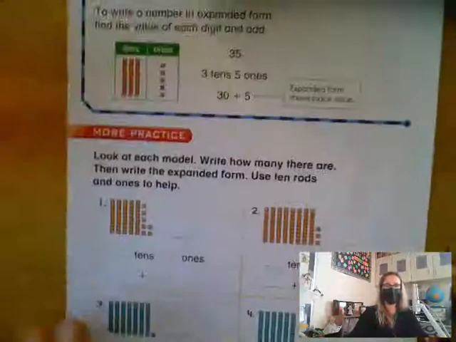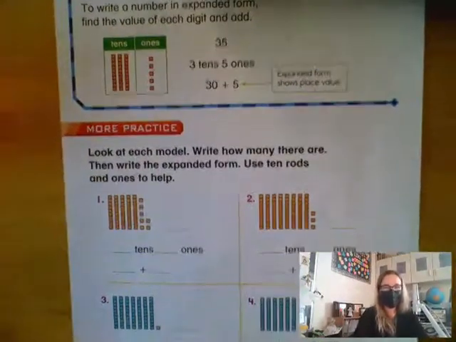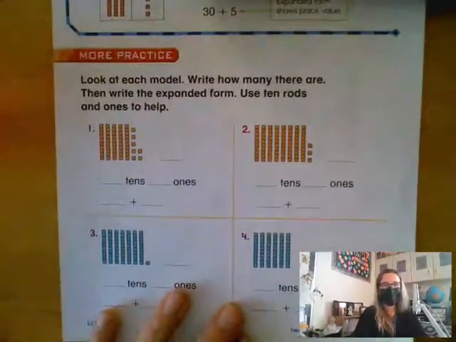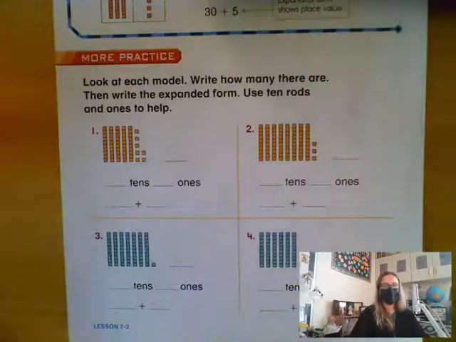Let's go on now to page 253. We're going to skip over this. This is just a little reminder of how to do it, but we're still working on it, so we know what we're doing. Let's look down at the more practice part where it says look at each model, write how many there are, and then write the expanded form using 10 rods and 1s to help you.